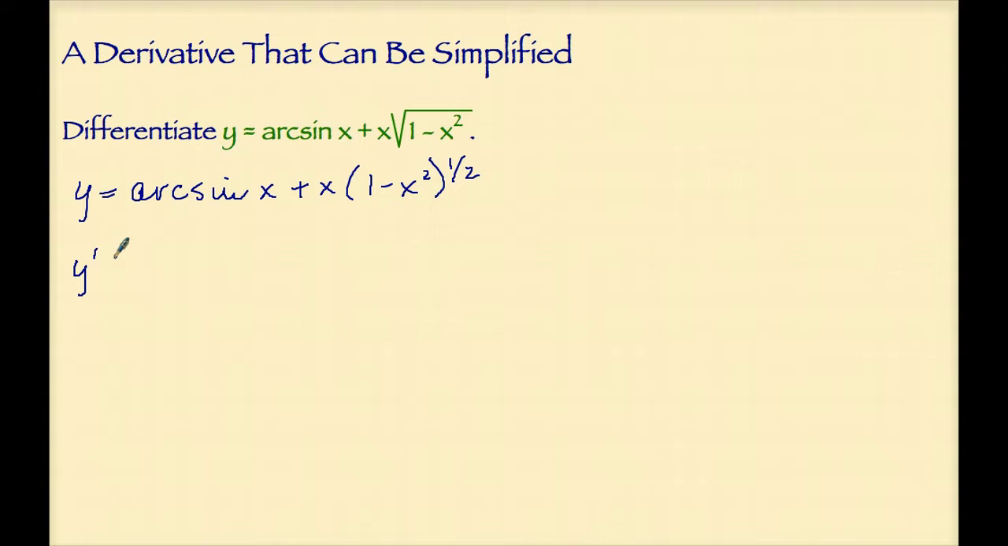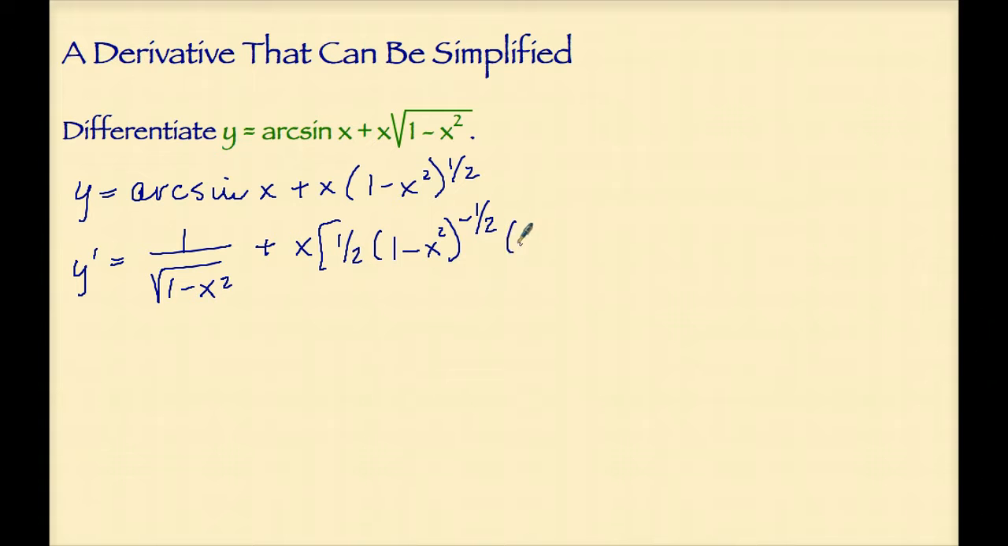Therefore, my derivative will be y prime equals 1 over the square root of 1 minus x squared plus the first times the derivative of the second function, 1/2 times 1 minus x squared to the negative 1/2 power, and then times the derivative of what's inside, which will be negative 2x, plus the second function, 1 minus x squared, to the 1/2 times the derivative of the first, which is 1.